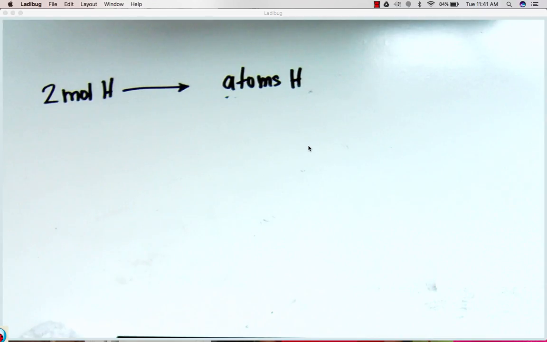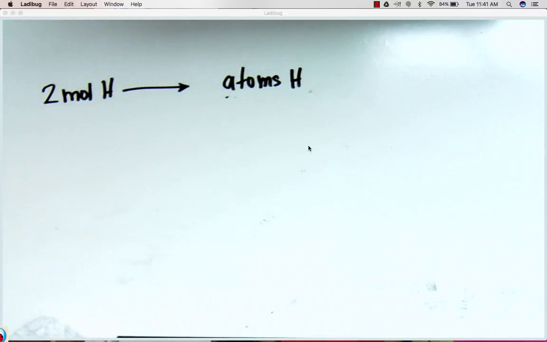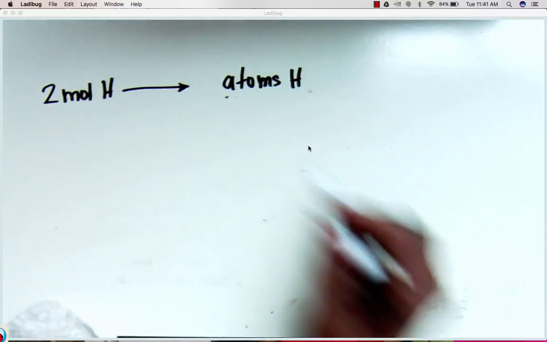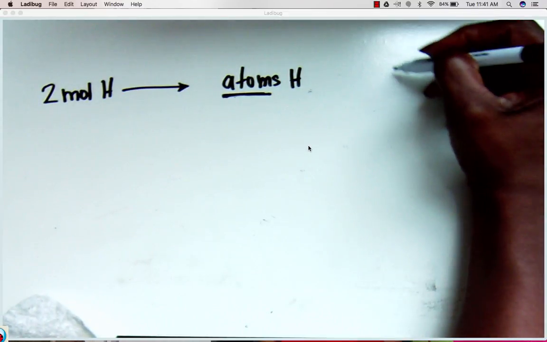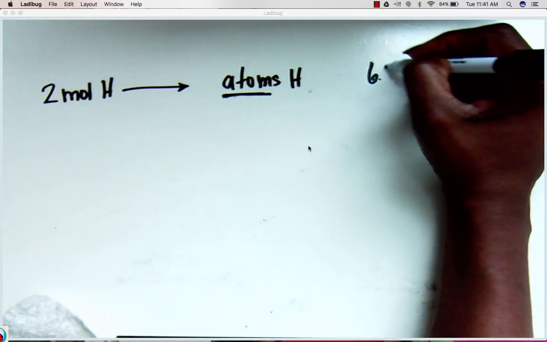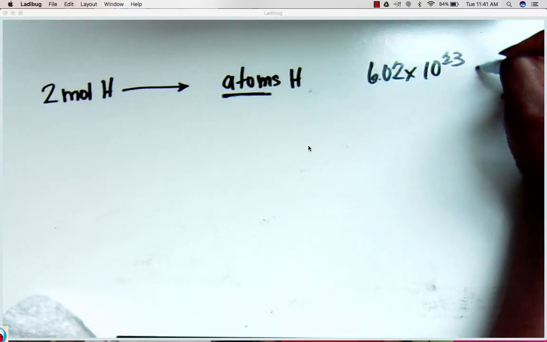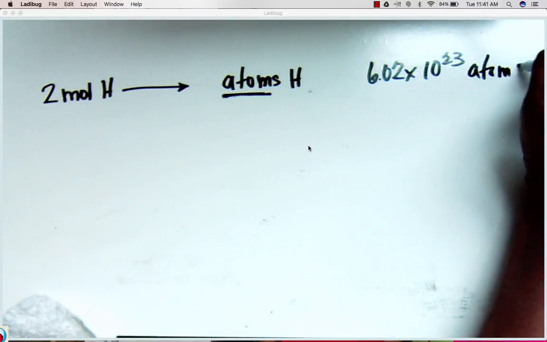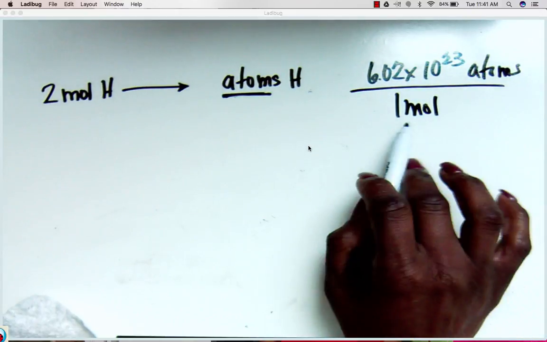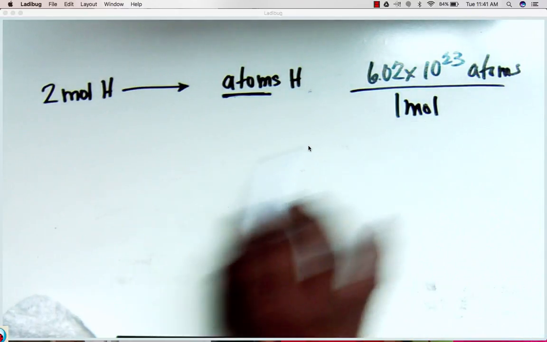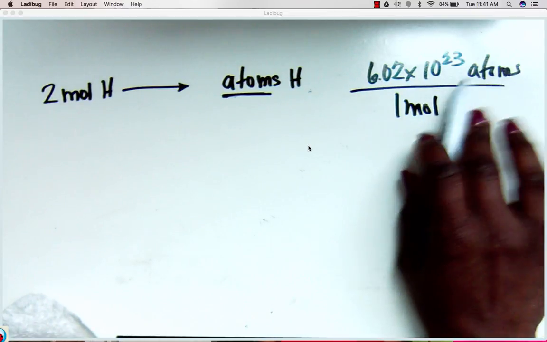So let's look at this example. We want to convert 2 moles of hydrogen to atoms of hydrogen. Since we are solving for atoms, and atoms is a particle, our conversion factor will be 6.02 times 10 to the 23rd atoms over 1 mole. Again, mole is in the denominator because that is the unit that we're changing from. Atoms is in the numerator because that's what we're solving for.